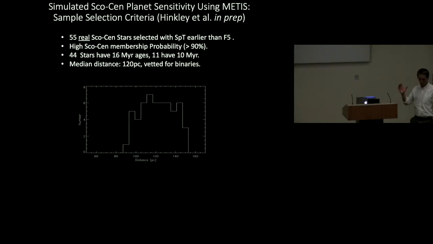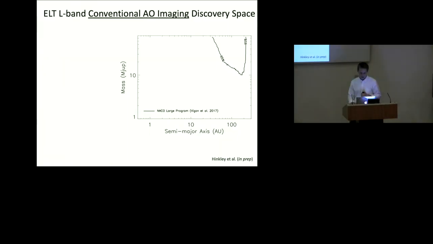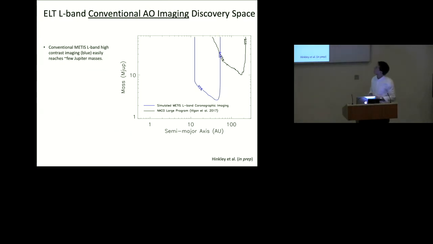Most of these I chose closer stars, sort of 120 parsecs or so. And these have ages between sort of 6 megayears and maybe 10 megayears. I just asked the question, what can we do? So I showed you this plot a moment ago showing the sort of state of the art, if you will, for AO imaging, the completeness curves of the NACO large program. And if we just think about, sparse aperture masking aside, if we just think about what we can do with classical coronagraphic L-band imaging on the ELT with METIS, the parameter space looks something like this.